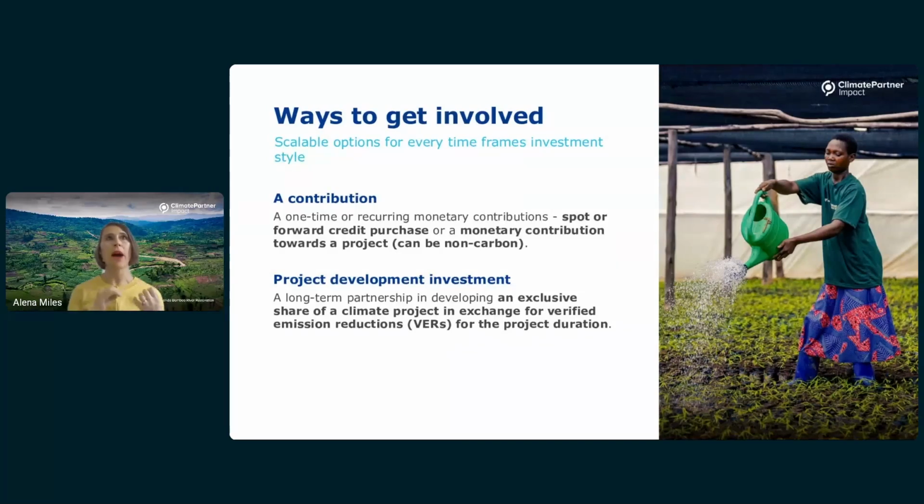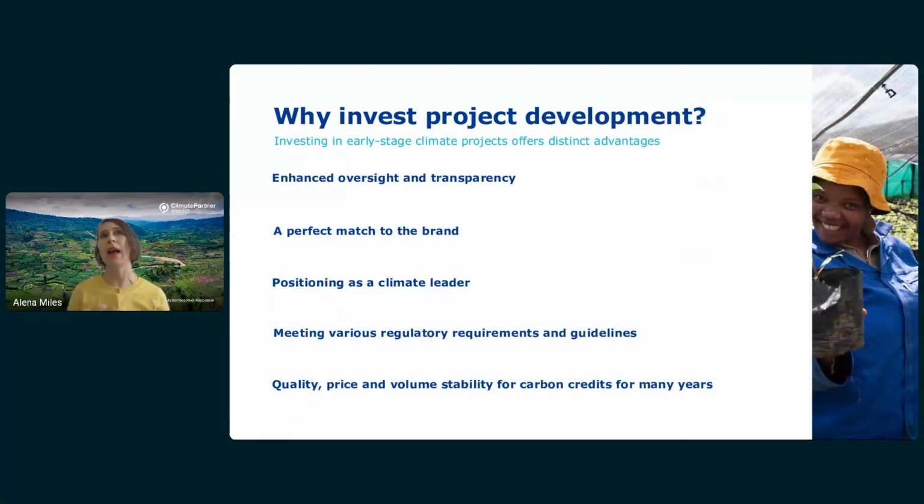So that's the part that I want to talk about a little bit more, because we're getting more and more interest in this solution. But I think most companies are still more familiar with the one-off contributions for the forward purchase. So let's talk a little bit more about why companies that we work with actually want this 10, 15, 30, 40-year commitment and investing in that right to receive that carbon stream for the duration of that project. And there are many, many reasons for that.